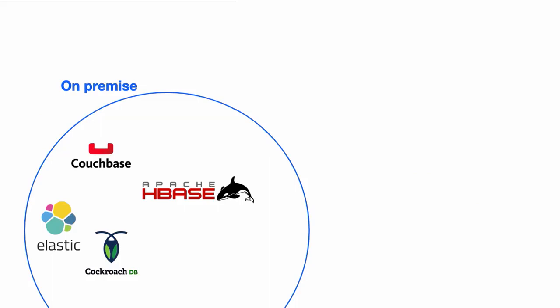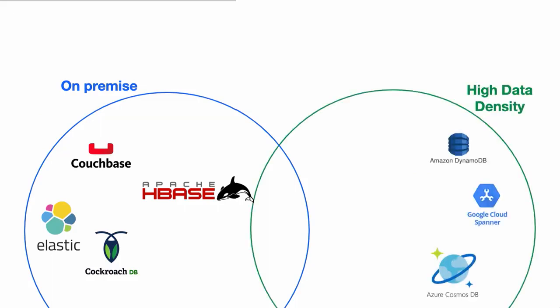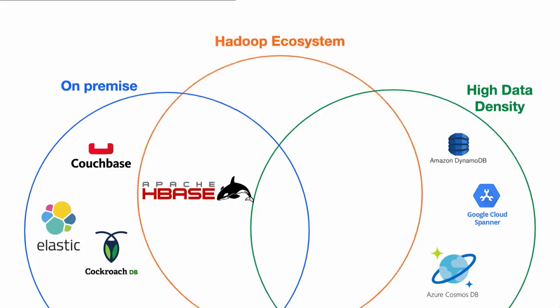We want a database that has high data density or where you don't have to worry about it because it's hosted in the cloud. A circle labeled Hadoop ecosystem overlaps the other 2. Apache HBase is in the on-premise and Hadoop ecosystem circles. And then we also want a database that takes advantage of the Hadoop ecosystem. A question mark appears in the area where all 3 circles overlap. So as you can see, we're not even close.